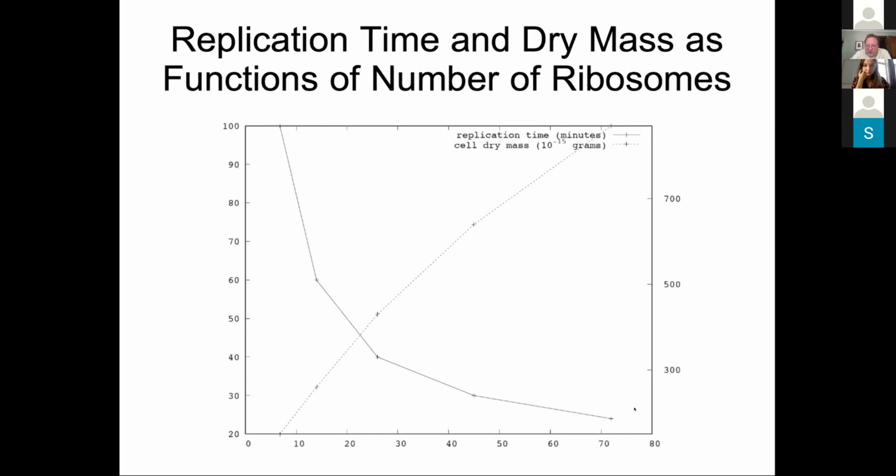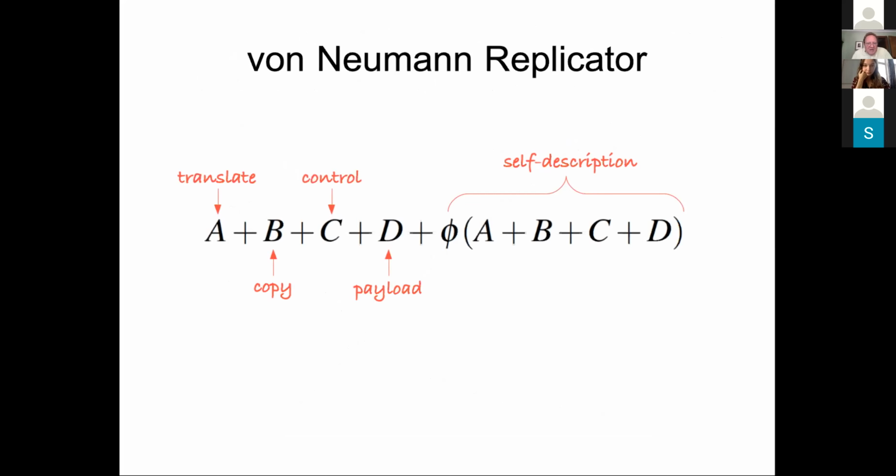We can begin by looking at the von Neumann replicator, and I'm going to use von Neumann's notation here. I didn't make up this notation; it's from von Neumann himself. A von Neumann replicator, according to von Neumann, is defined as follows. It's got these 5 pieces. A, B, C, and D are programs, and phi of A plus B plus C plus D is a description, or self-description.